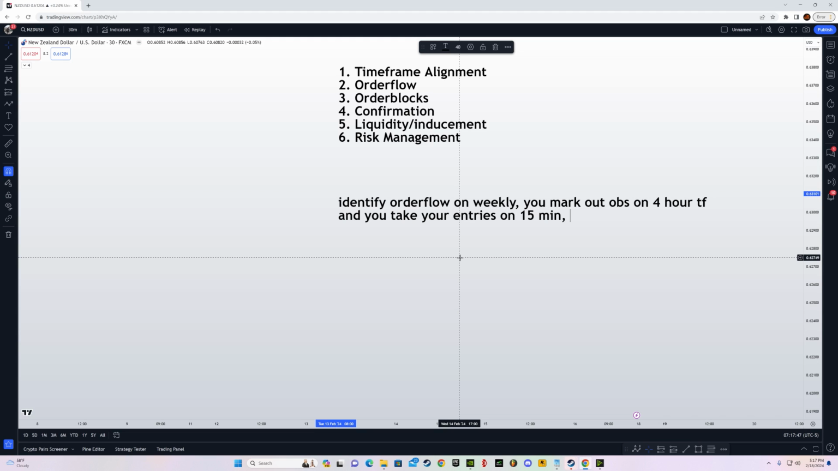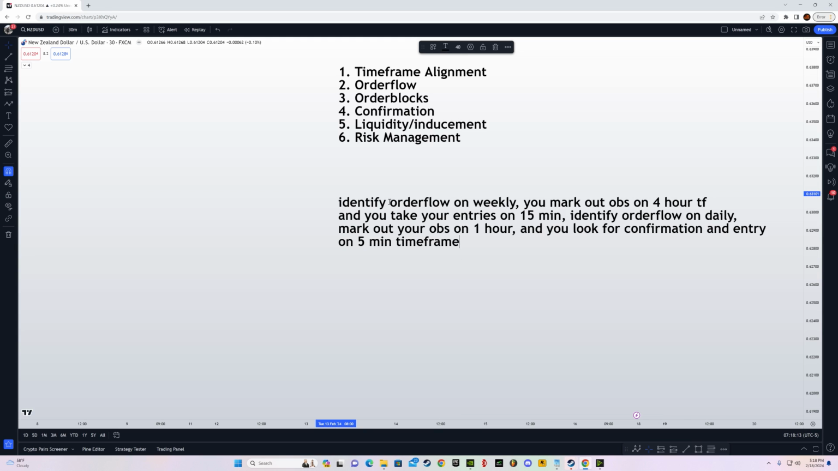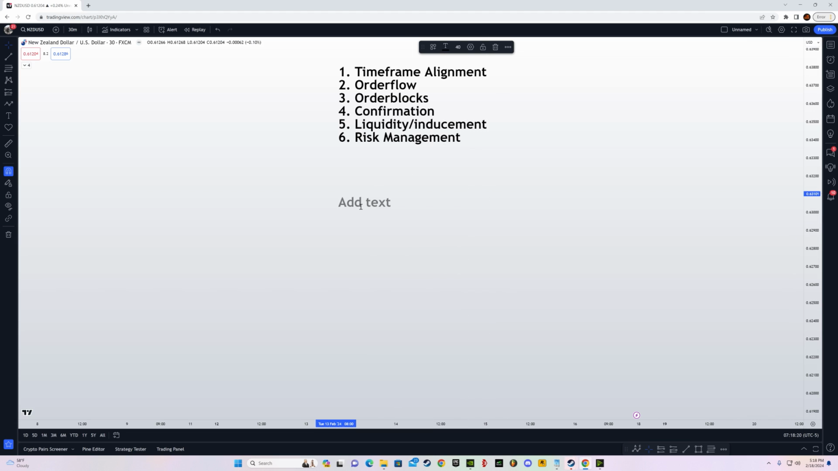Similarly, if you are a day trader or a scalper, what you would do is identify order flow on daily. You mark out your OBs on 1 hour and you look for confirmation and entry on 5-minute time frame. Very simple. All right. So this is proper time frame alignment. Do not use any other time frame alignment because it's not going to work out for you. So now once you have this in mind, let's move on to how it would actually look.